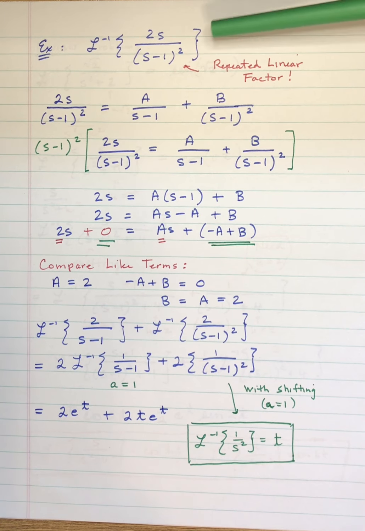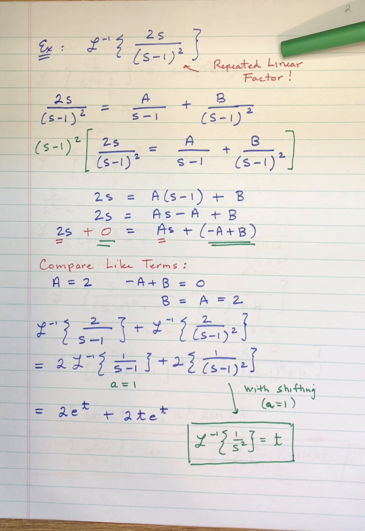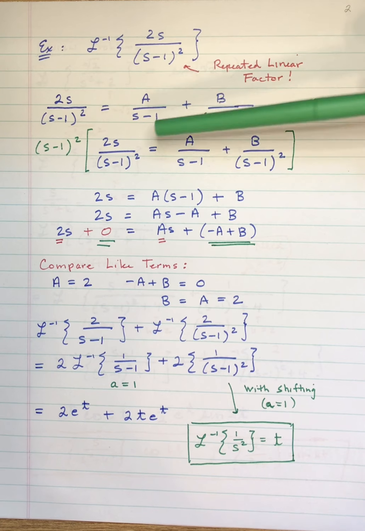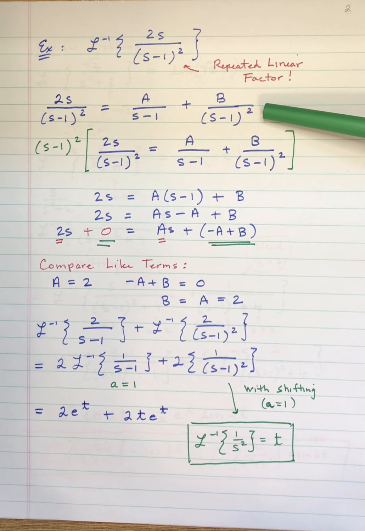Well, we haven't seen one like this. In this case, the denominator has a linear factor that's repeated. It's squared. So how do you handle that? If you remember that from calculus, you take a constant over the linear factor plus another constant over the linear factor squared. If that was to the third power, we'd have a plus c over s minus 1 cubed, and that pattern would just continue.